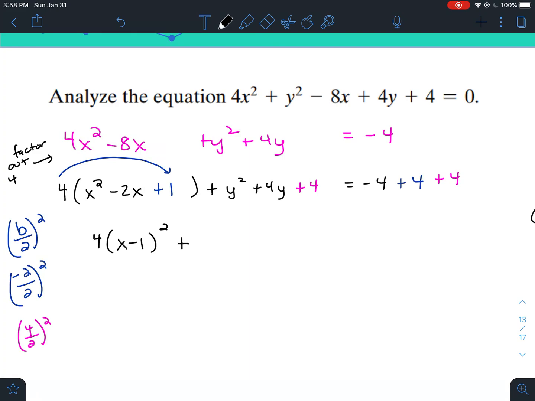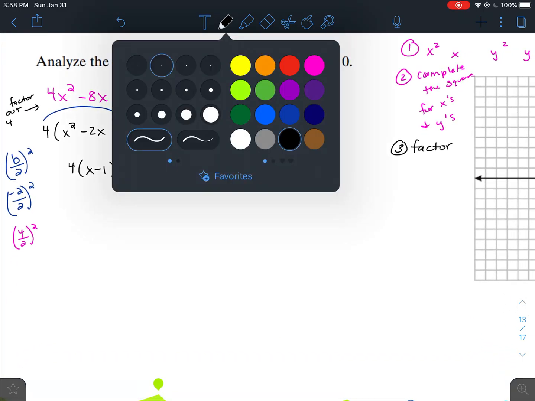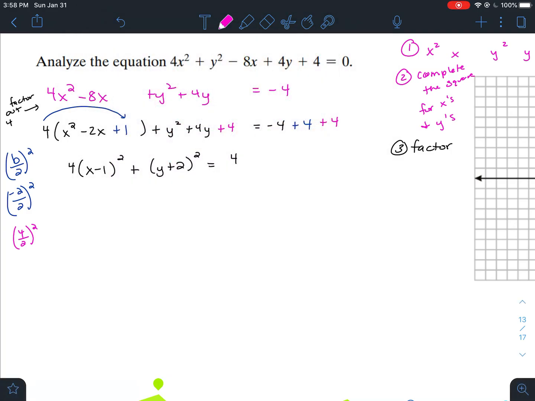And then plus y squared plus 4y plus 4 factors into (y plus 2)(y plus 2), so that'll be (y plus 2) squared. And then equals negative 4 plus 4 plus 4, which is 4. Well, I'm almost there, but remember, for ellipses, the equation has to equal 1. Right now it equals 4, so I'm going to divide all of the parts by 4. And I get (x minus 1) squared over 1 plus (y plus 2) squared over 4 equals 1.